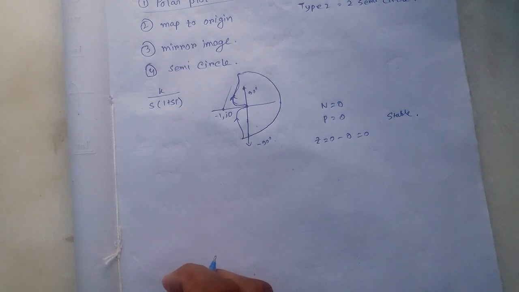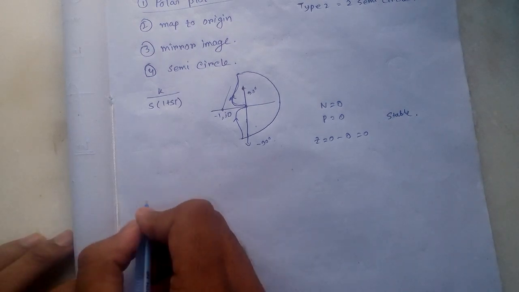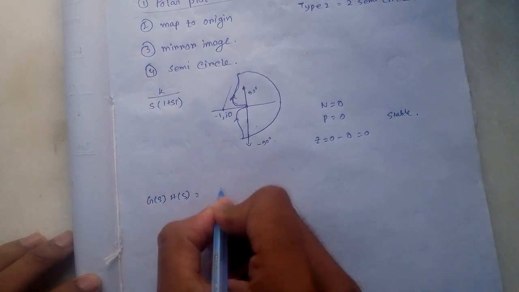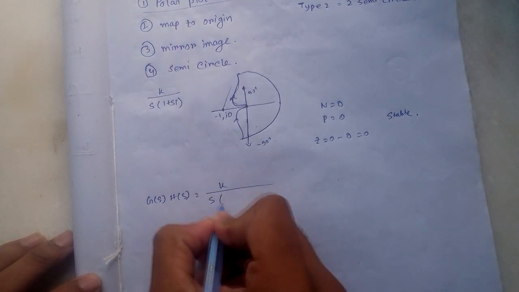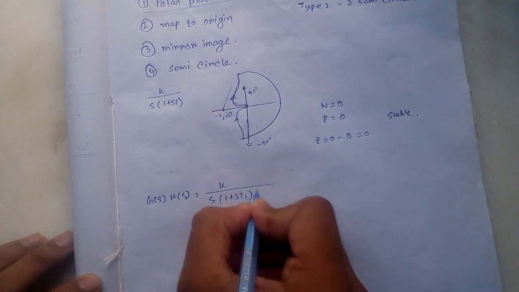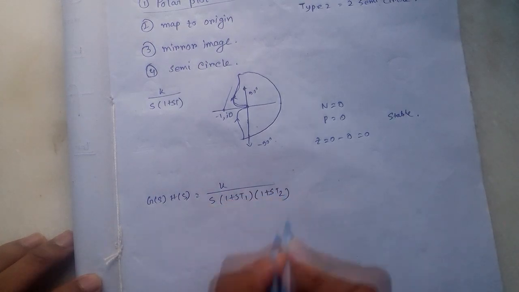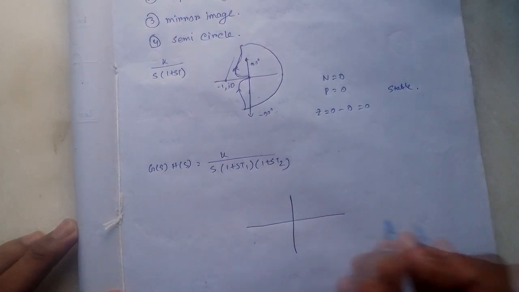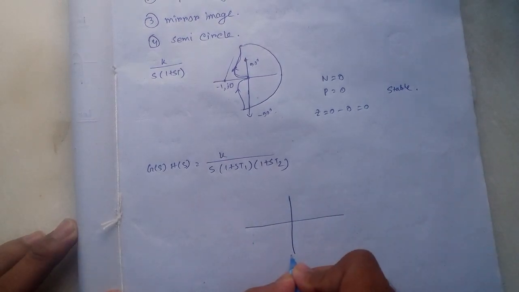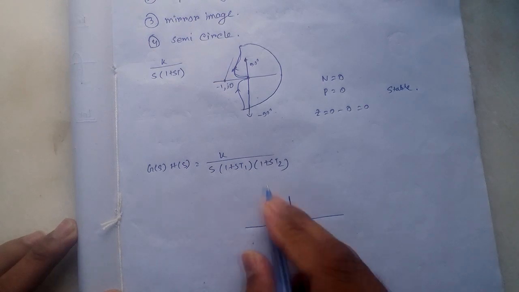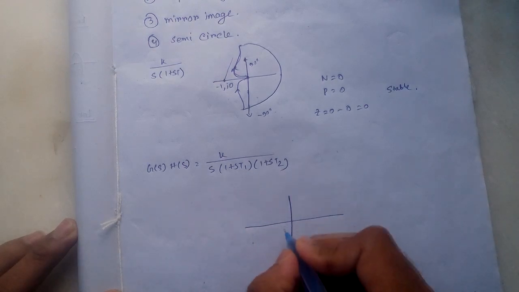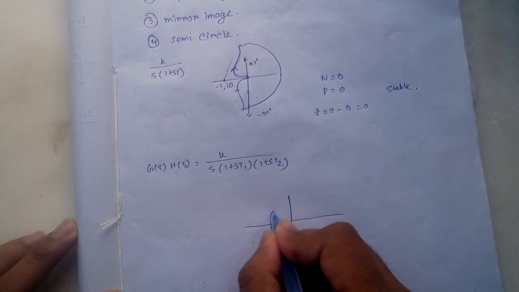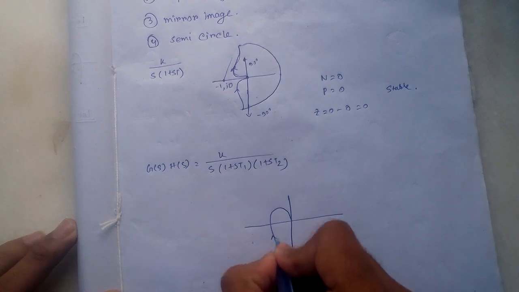Now we take the second example. The second example is G(s)H(s) equals K by s(1 plus sT1)(1 plus sT2). For that our system is type 1 and the order is 3: order 1, order 2, order 3. So type 1, order 3.